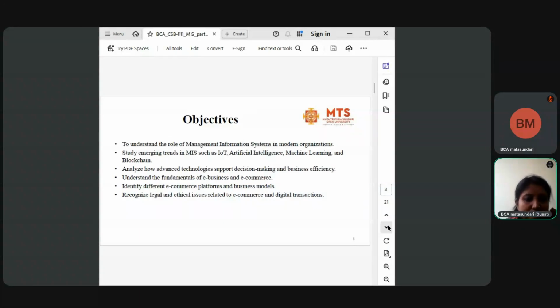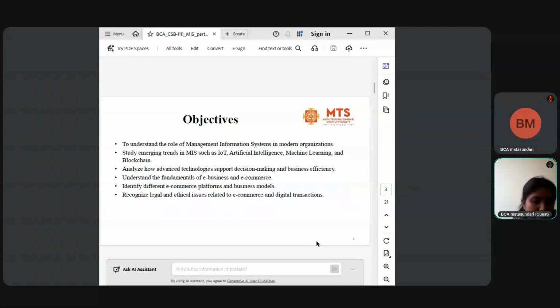Okay, so objectives. Basically, the objective is to understand the role of management information in modern organization and study emerging trends in MIS such as IoT, artificial intelligence, machine learning, and blockchain, and analyze how advanced technologies support decision making and business efficiency, and understand the fundamentals of e-business and e-commerce, and identify different e-commerce platforms and business models, and recognize legal and ethical issues related to e-commerce and digital transactions. Okay, so go to the next slide.